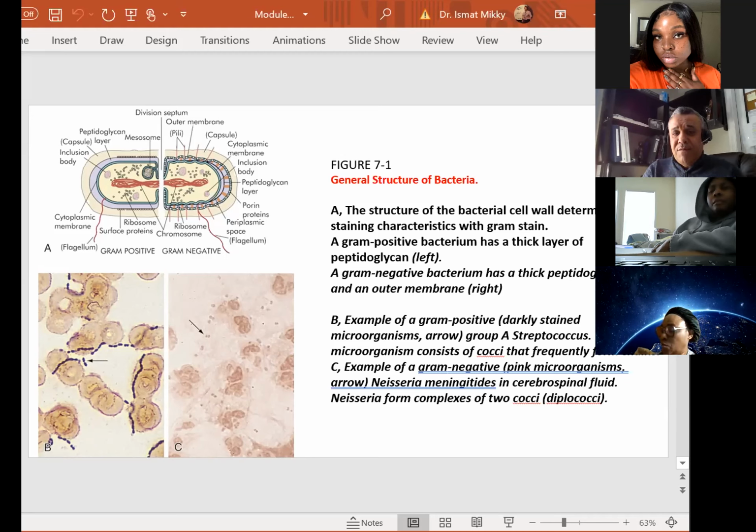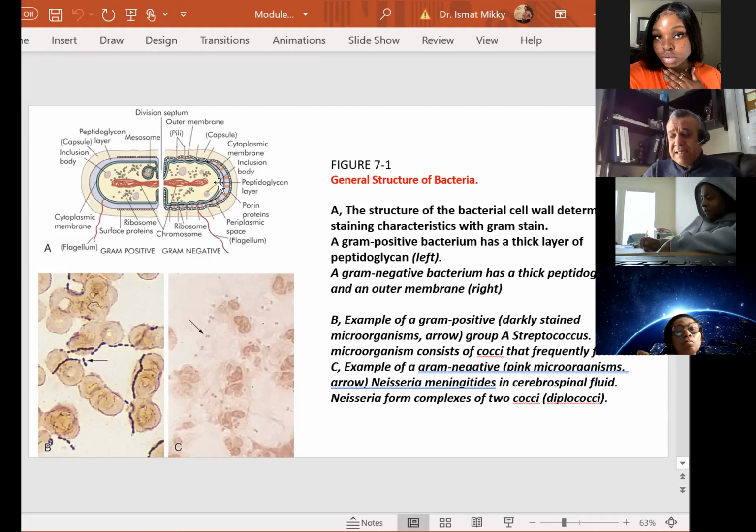And you will find also a difference when it comes to gram-negative versus gram-positive bacteria. Negative versus positive, the cell membrane has a different thickness, and the composition of the cell membrane is also different. So the gram-positive bacteria has a thick layer of peptidoglycan, which is on the left right here.